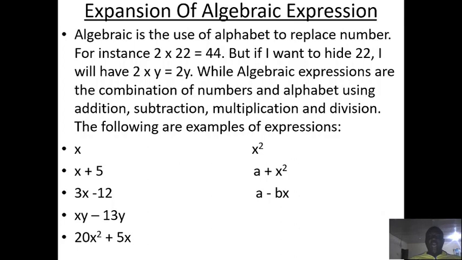So, for us to be able to expand algebraic expression, we should be able to differentiate between algebraic expression and algebraic equation. We said algebra is the use of alphabet to represent number. For instance, look at this. We have 2 times 22 gives us what? 44. But if I want to hide information, let's assume that I want to hide the figure 22, I cannot say that what? 2 times y will give us what? 2y. So this 2y now is known as what?